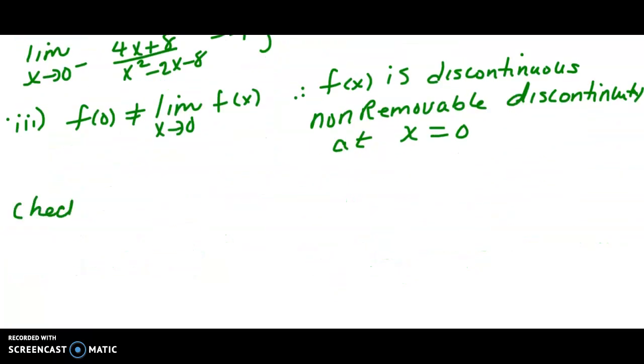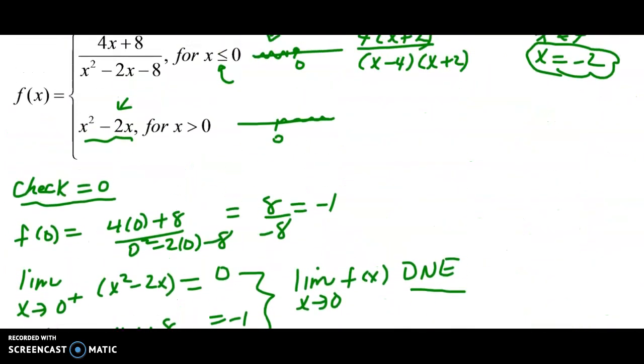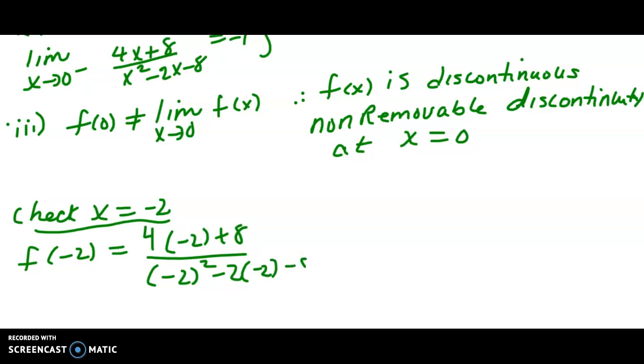Then I'm going to check one more value, which is -2. f of -2 equals, which function do I choose? I choose the one that's to the left, which is the simplified one when I factor, but when I plug it in, I know that I'm going to get 4(-2) plus 8 over (-2) squared minus 2(-2) minus 8. I'm going to get 0 over 0, which is undefined.